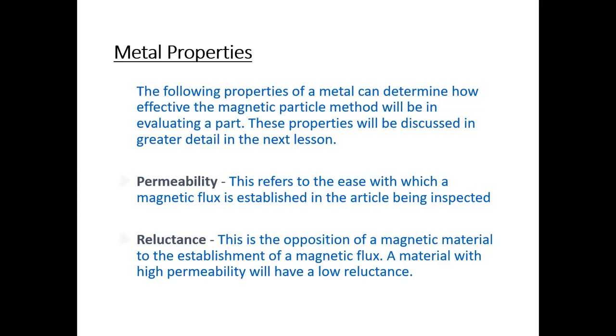Now reluctance, this is the opposition of a magnetic material to the establishment of magnetic flux. A material with high permeability will have low reluctance. This opposition means we are trying to magnetize the job, applying current, but it is not easily magnetized. There is resistance to magnetization, and that is known as reluctance. If permeability is high, the material will be easily magnetized. Then in that case, reluctance will be low.